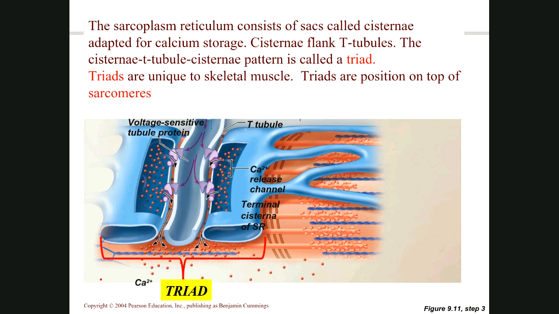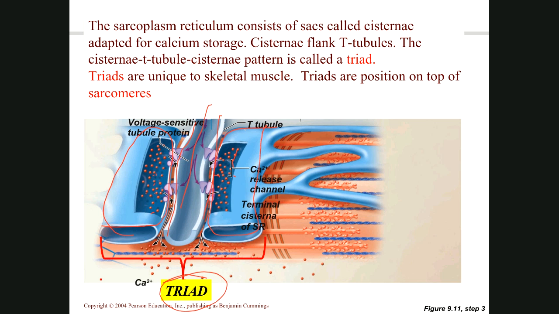This is a close-up of a triad. Again, this is the sarcoplasmic reticulum, and it is filled with calcium ions. Another sarcoplasmic reticulum on the other side, filled with calcium ions, the T-tubule in the middle. That's a triad, so you should know what a triad is. And this is showing you the relationship between the T-tubule and the triad.